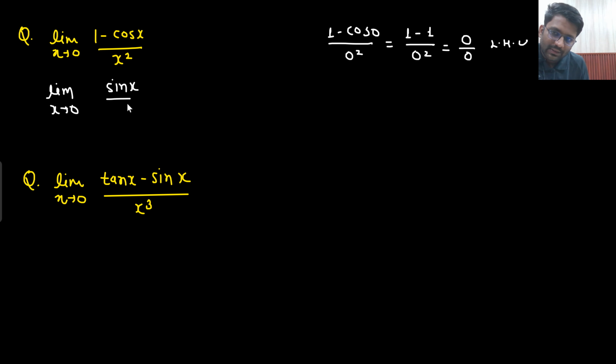This will give you sin x, this will give you 2x. Again 0 by 0 form. If I put 0, again 0 by 0 form. Again I can apply L'Hopital rule. Then again I will have to apply L'Hopital.